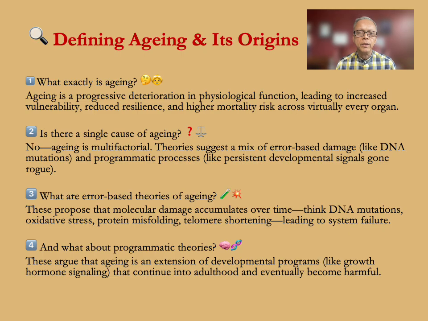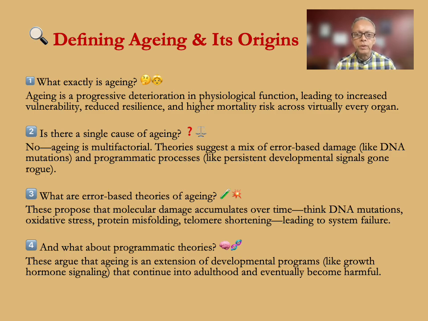What exactly is aging? Aging is a progressive deterioration in physiological function, leading to increased vulnerability, reduced resilience, and higher mortality risk across virtually every organ. Is there a single cause of aging? No, aging is multifactorial. Theories suggest a mix of error-based damage like DNA mutations and programmatic processes like persistent development signals gone rogue.